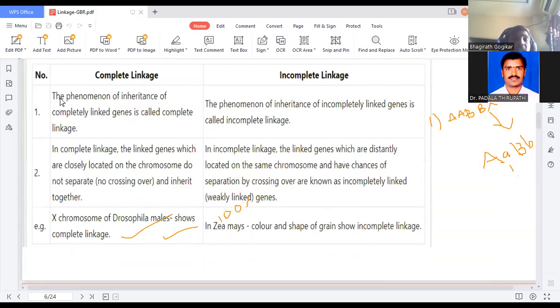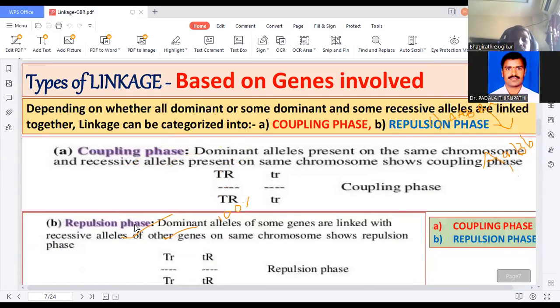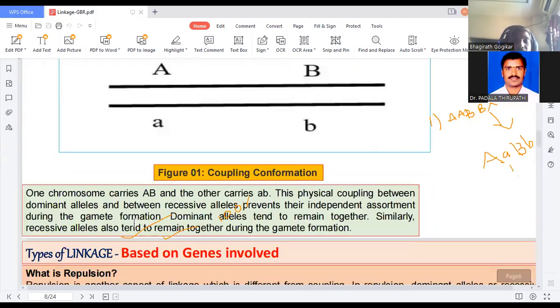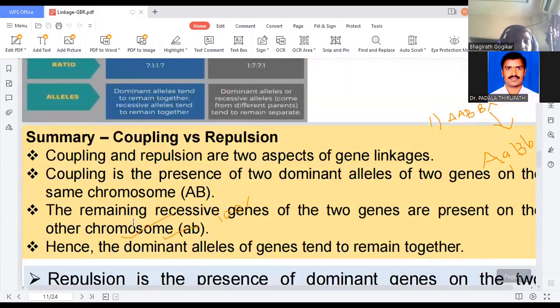The complete linkage, the phenomenon of inheritance of completely linked genes is called complete linkage. In complete linkage, the linked genes which are closely located on the chromosome do not separate and are inherited together. Example, the X chromosome of Drosophila males shows complete linkage. I will show here. Example is there. Where is that?